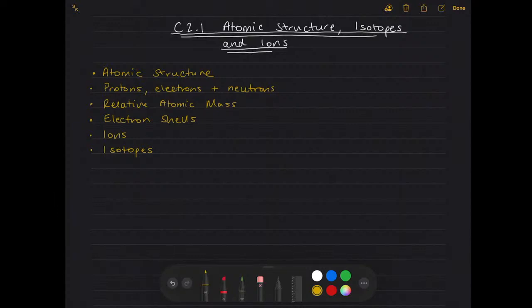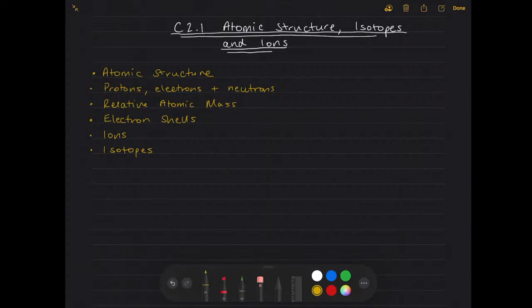In today's session, I will be covering C2.1 in the OCR spec, which is atomic structure, isotopes, and ions. This topic underpins a lot of content in chemistry and underpins a lot of theory behind chemistry.